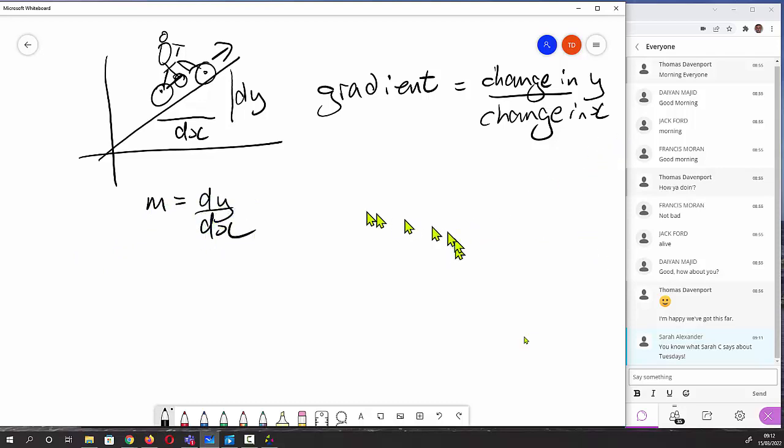Okay, so that equation here, m equals dy by dx, is the same as this equation here, but I've just used an abbreviation just to make it quicker to write.